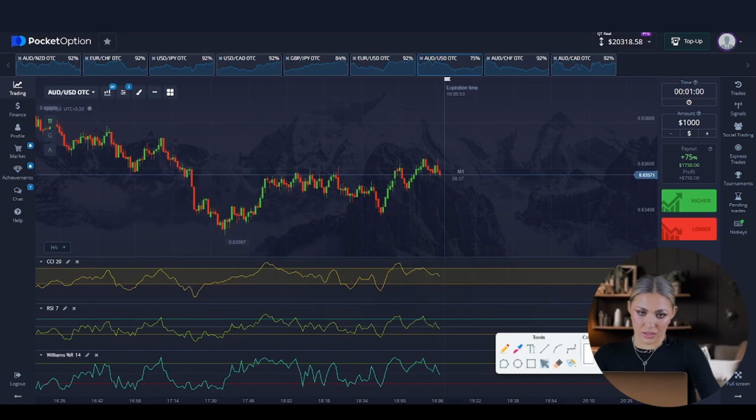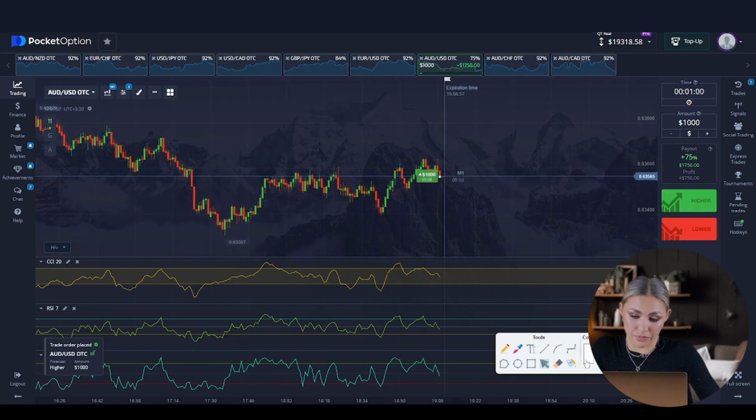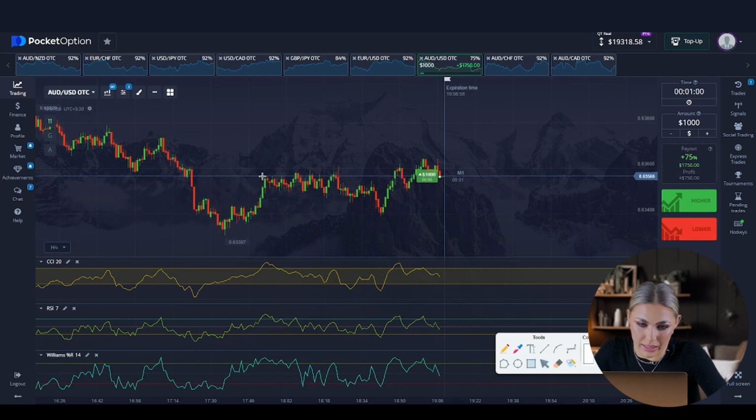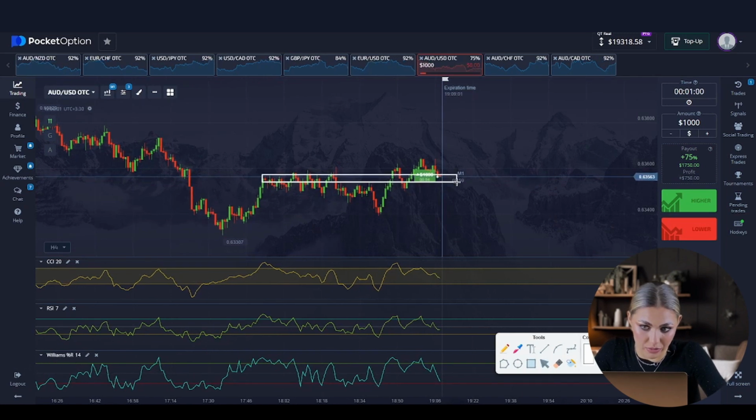Let's move on. So on the AUD/USD currency pair, I opened an up option. The price has been declining and is currently at a support level where I anticipate a reversal upward. So let's get back to our conversation.